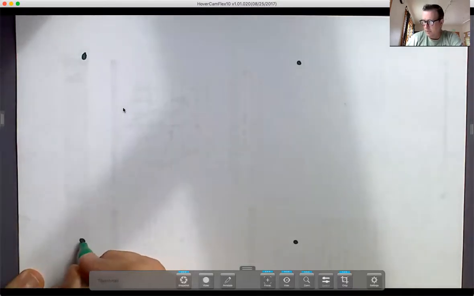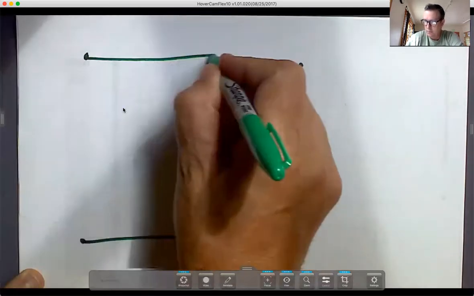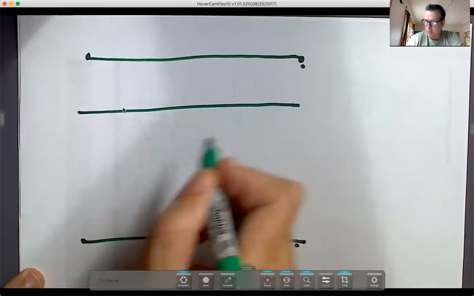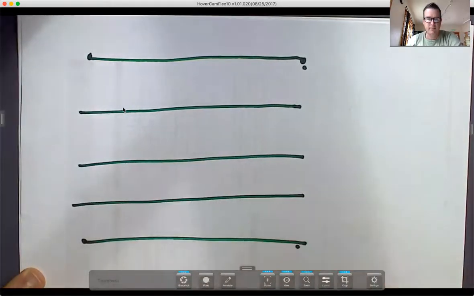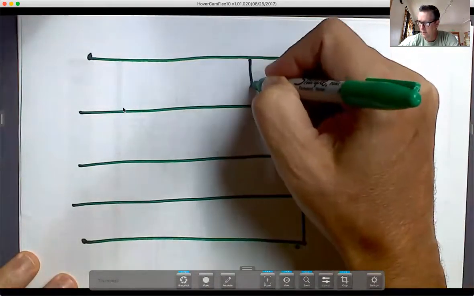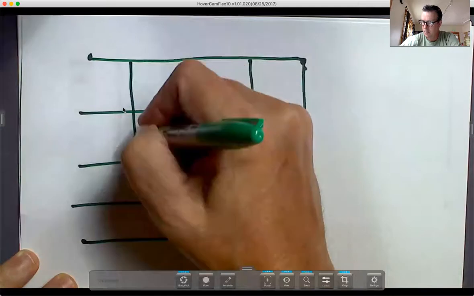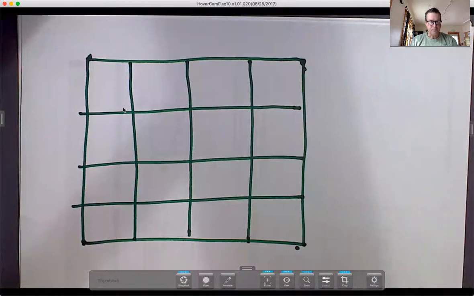All right, so what I want you to do is take your writing utensil, whatever you have, and draw 5 horizontal lines. They don't have to be straight, although some people get the ruler out because that's important to them. All right, 5 horizontal lines and then 5 vertical lines. As long as they're reasonably spaced apart, you'll be fine. When you're done, you should have a grid that's 4 by 4.